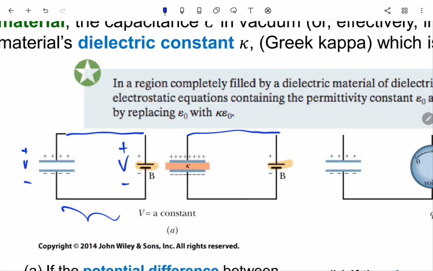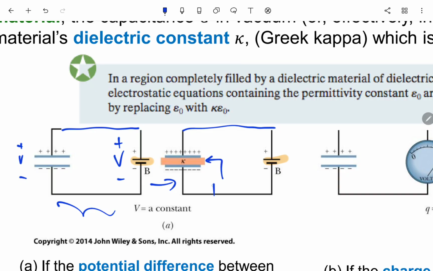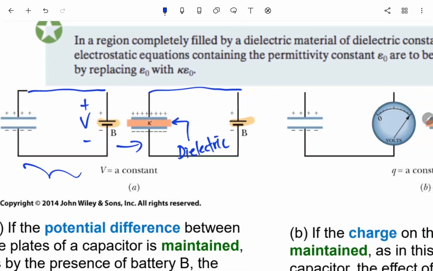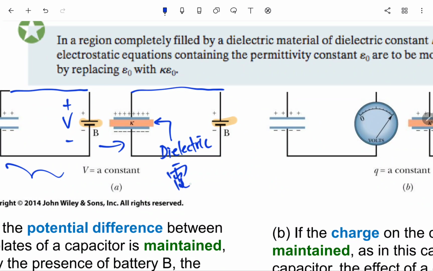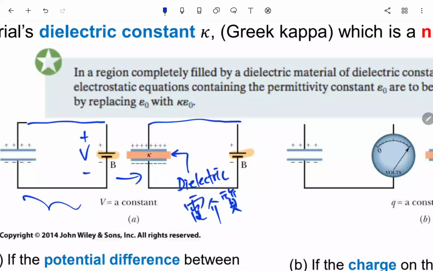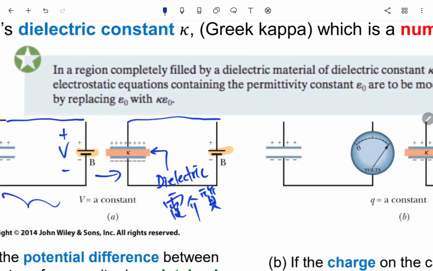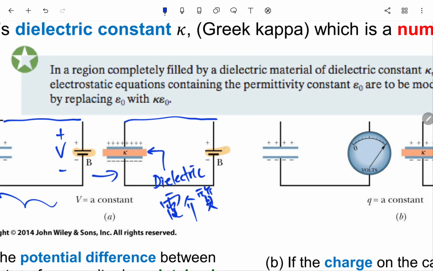Compared to this one, we try to plug in the dielectric. So this is the dielectric. In Chinese, this is called 电介子. Okay, dielectric. We try to put something between the capacitor, like a sandwich. Of course, we don't change the battery.